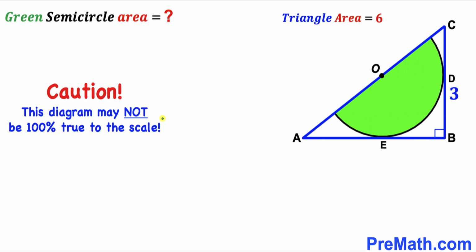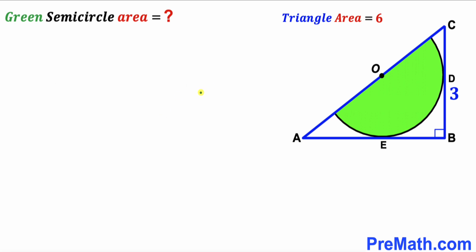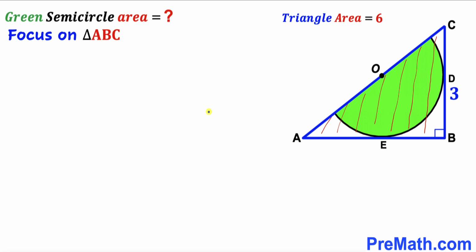Please keep in mind that this figure may not be 100% true to the scale. Let's go ahead and get started. And here is our very first step. Let's focus on this right triangle ABC, whose area has been given to us as 6 square units.